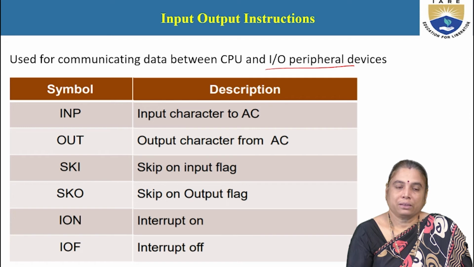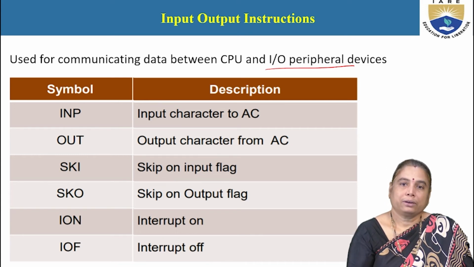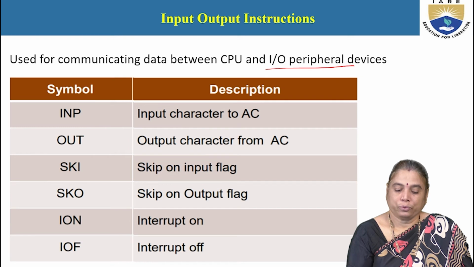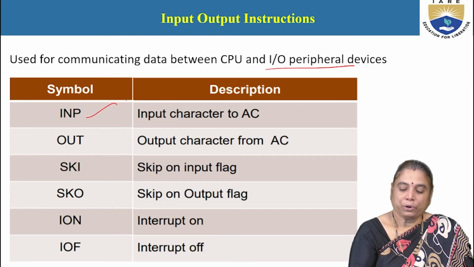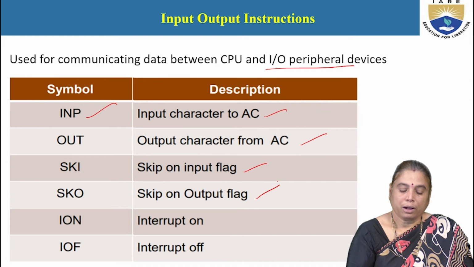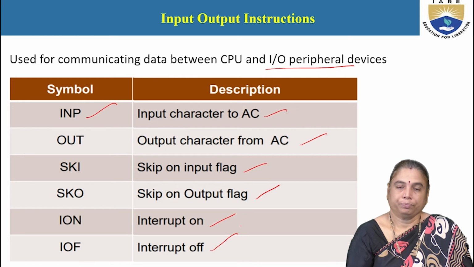So what are the various devices? I/O devices are connected to exchange data between the CPU and the I/O devices, and this category of instructions can be used. The instructions available under this category are INP, input character to AC; OUT, output character from AC; SKI, skip on input flag; SKO, skip on output flag; ION, interrupt on; IOF, interrupt off.